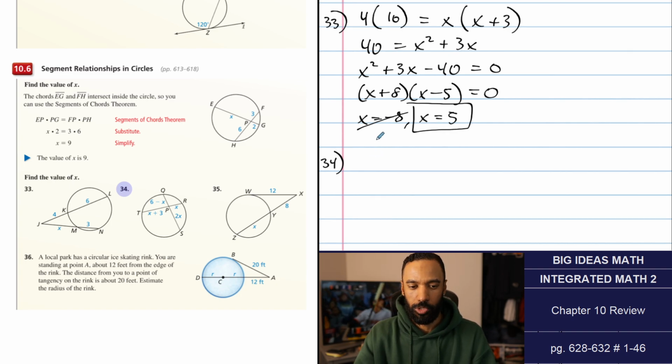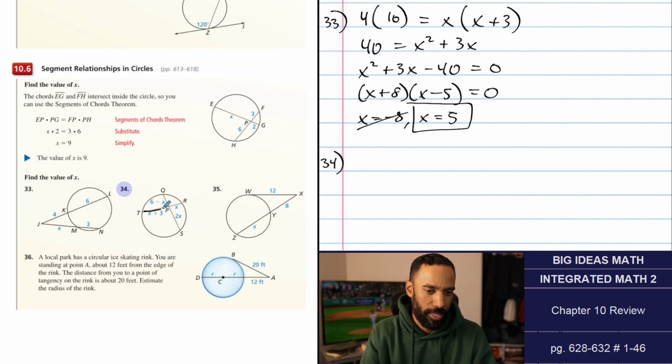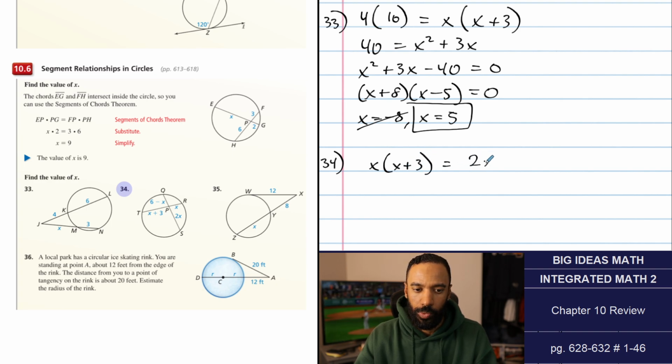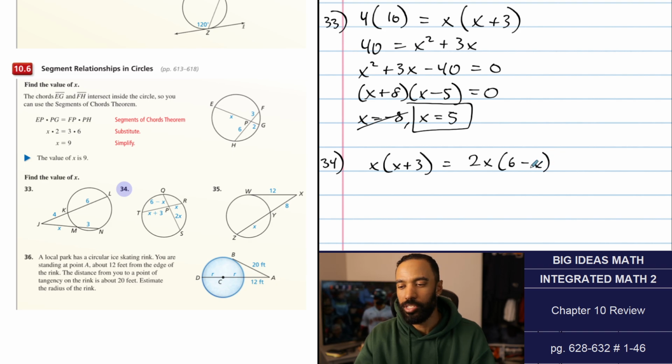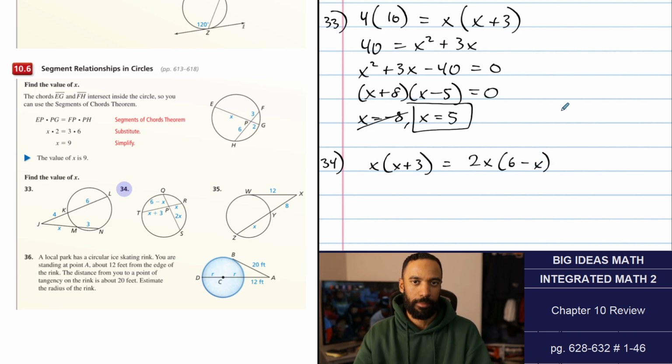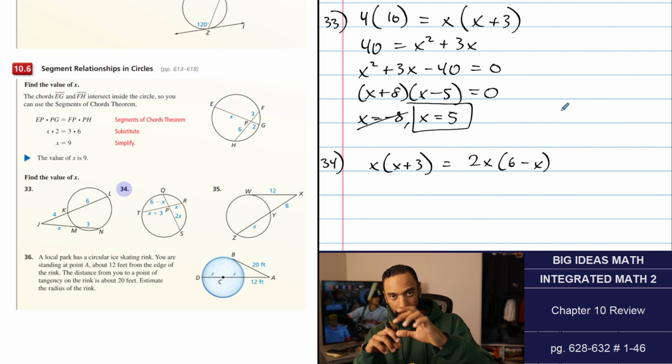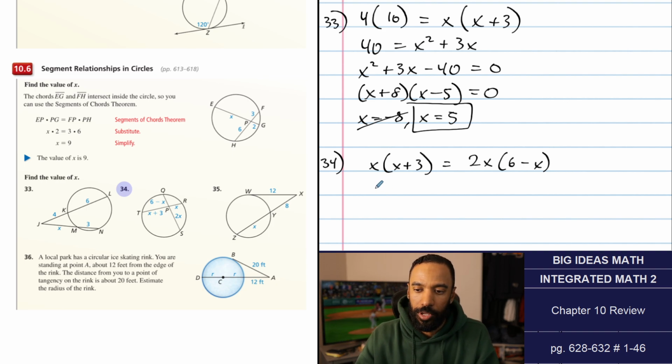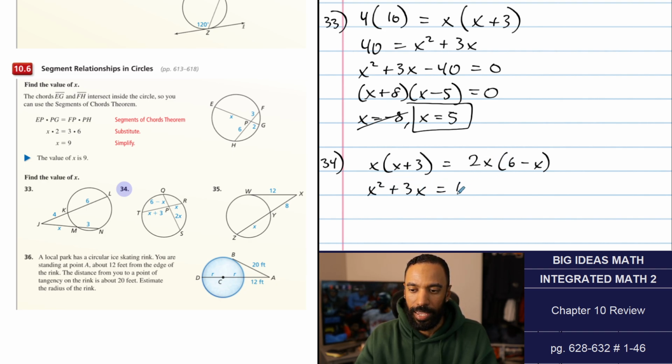Number 34 is one of those parts where it's not outside times whole or anything like that, just this times this equals that times that. We've got a lot of x's involved. I'm curious to see where it goes. So if I multiply x with x plus 3, that should be equal to the 2x times the 6 minus x. So it's the parts of the chord that are segmented that multiply together, and then the other two multiply together. If I distribute, do not divide x's out, please. You may cancel a solution. If I distribute, I get x squared plus 3x equals, and distribute here, I get 12x minus 2x squared.